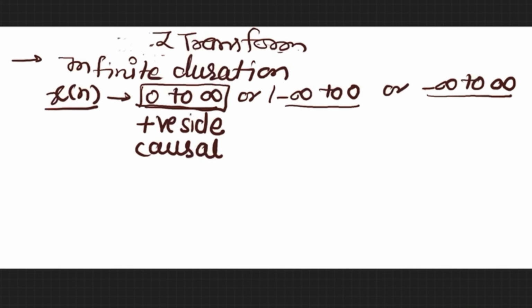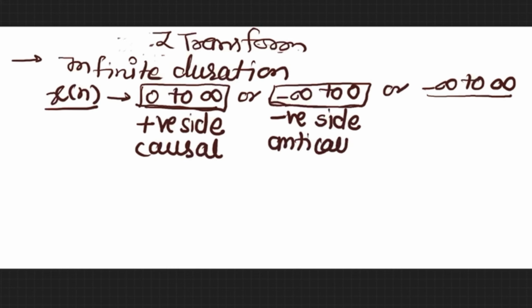Now, if our signal is existing from minus infinity to 0, that means the signal exists only for negative values of n, or it exists only on the negative side. So it is an anticausal signal. Now, if our signal exists from minus infinity to plus infinity, that means it exists on both sides, for negative values as well as for positive values. So, our signal is non-causal.